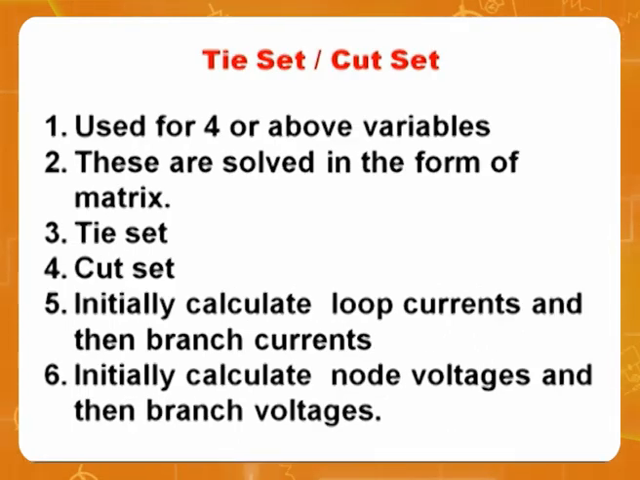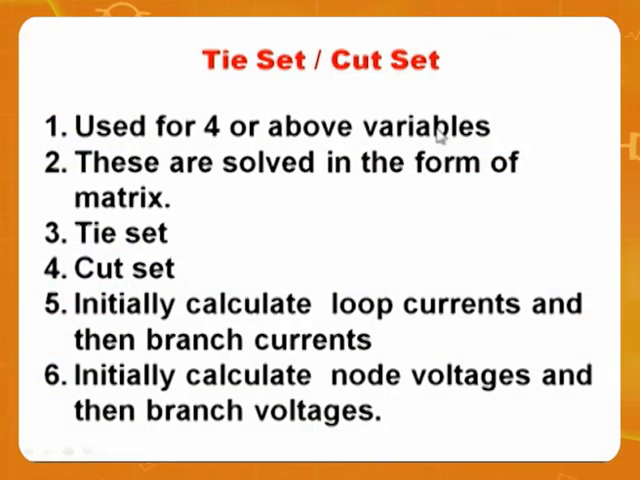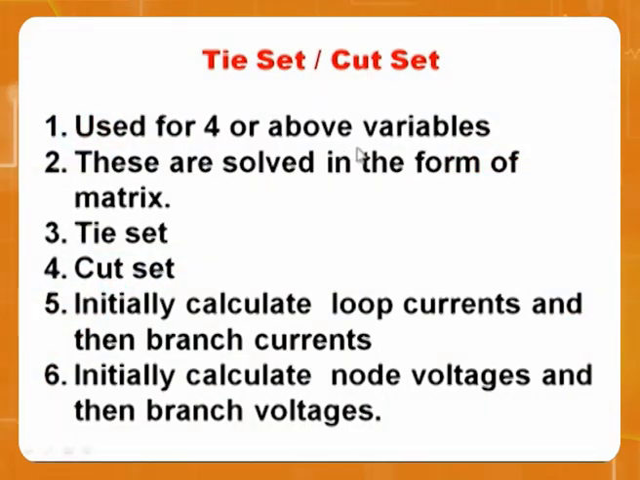Then coming to tie set and cut set, this is actually called graph theory. Some people call it topology. This is used for 4 or above variables. If the number of variables is 4 or above, we can't use mesh or nodal. We have to go for this. These are solved in the form of matrices, tie set and cut set. Initially calculate loop currents and then branch currents. Initially calculate nodal voltages and then branch voltages. That's why these are for higher level.